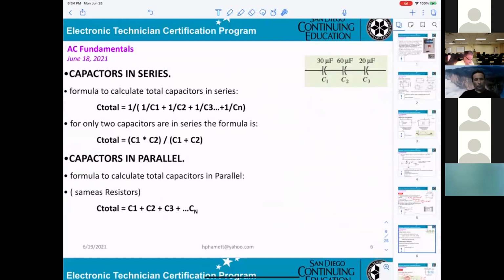Now, capacitors in series. If they are connected in series, they behave opposite to resistance. In series, you use the formula 1 over C total equals 1 over C1 plus 1 over C2, and so on. Opposite to the resistor. When they are in parallel, add them up. Also, if you have only 2 capacitors in series, you can use this formula: C1 times C2 divided by C1 plus C2.